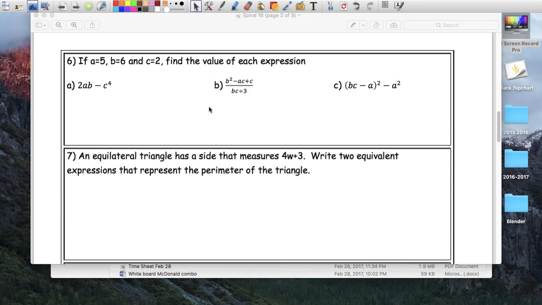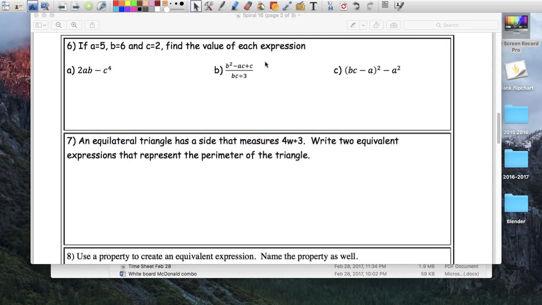If A equals 5, B equals 6, and C equals 2, find the value of each expression. This is a substitution problem. So we're going to take the letters out and replace them with the values. Remember, these 3 are related by multiplication. So it's 2 times A, which is 5, times B, which is 6, minus C, which is 2 to the 4th power. Okay, so all I did is replace the letters with the values that they gave us.